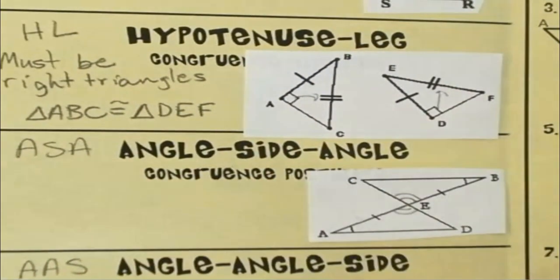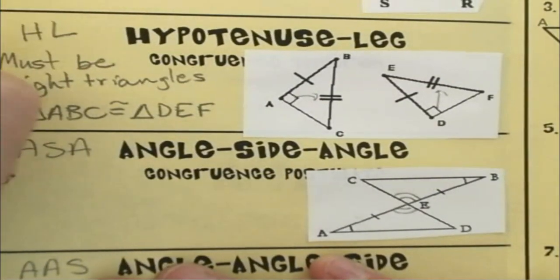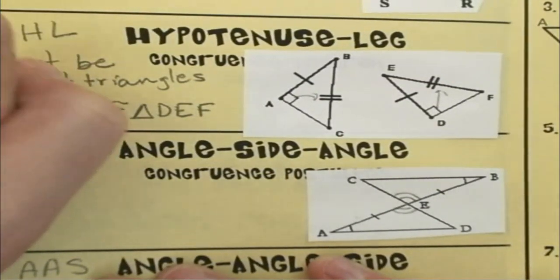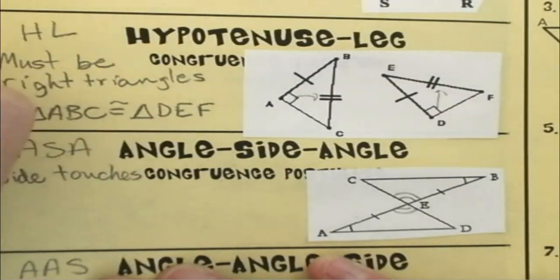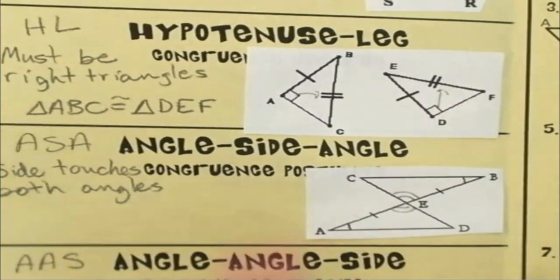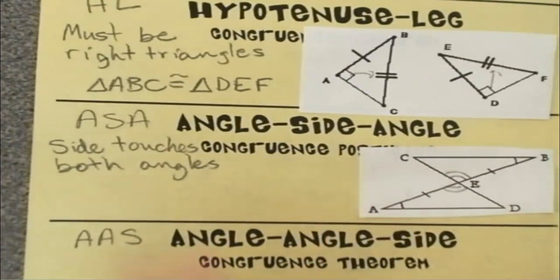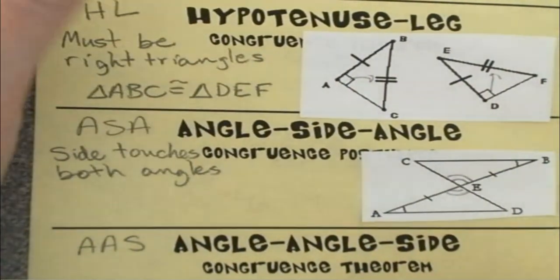So you have to be able to identify these are vertical angles, and they are congruent because vertical angles are congruent. And so the side touches both angles. All right, y'all see the side? And y'all see how it touches this angle, and then it touches this angle over here? That has to happen for angle, side, angle.